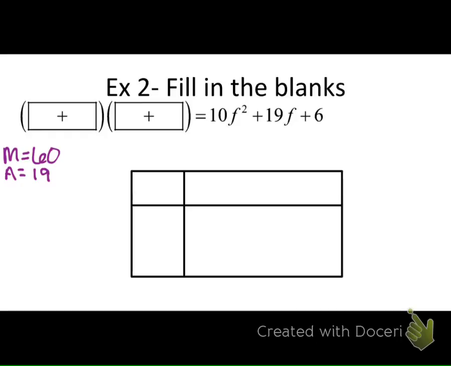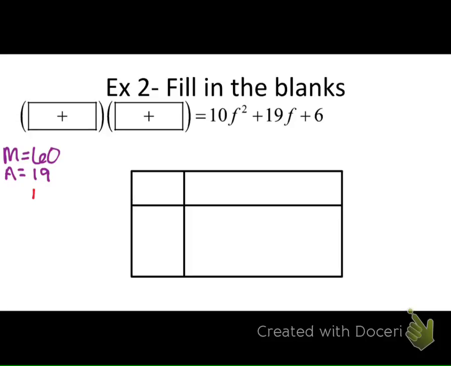Awesome. Wait, what is 60? 10 times 6. To find M, oh, sorry, I'll make sure that I write a little bit shifted over. But to find your M, you're going to take your first number and your last number and multiply them together. And then your A is going to be that middle number. So let's find numbers that multiply to 60 and add to 19.